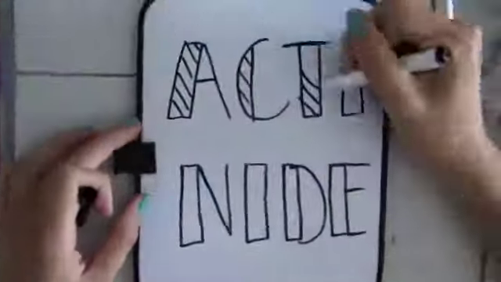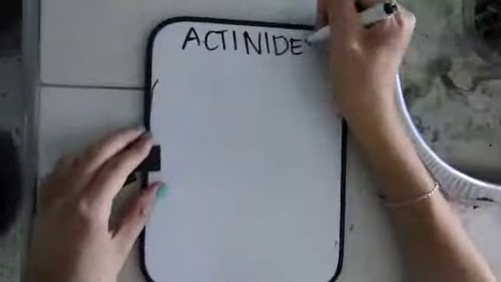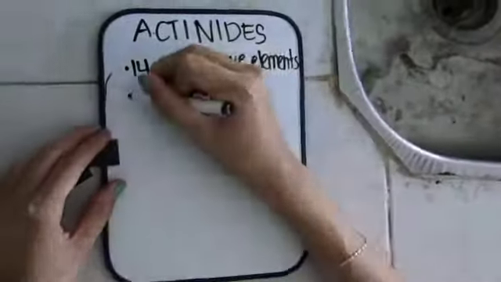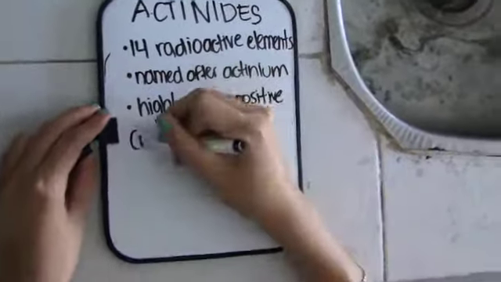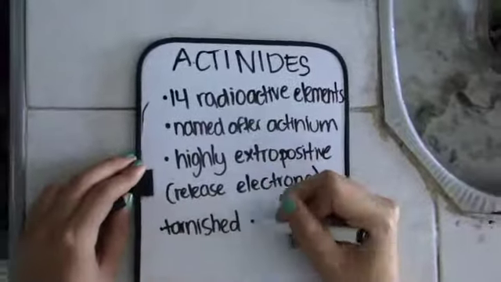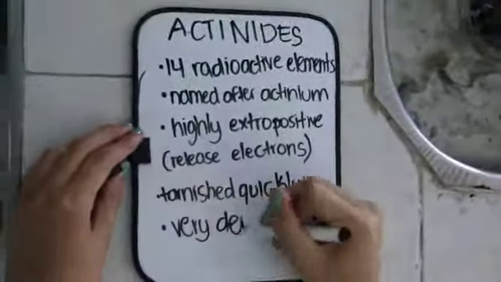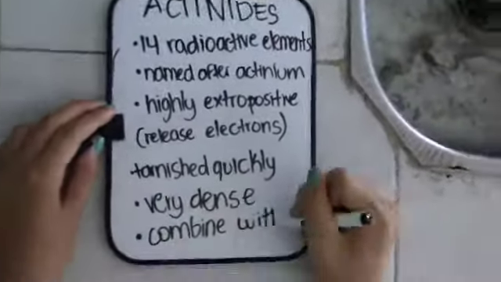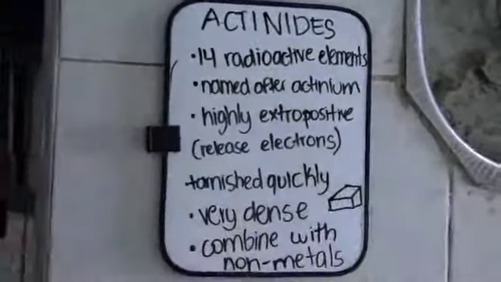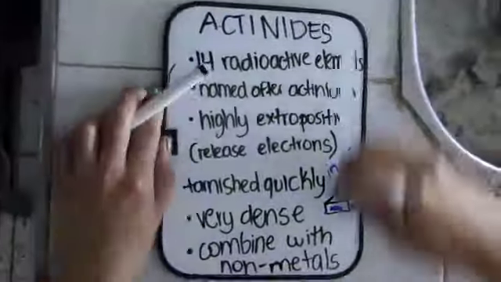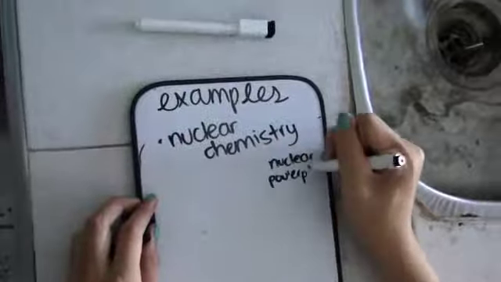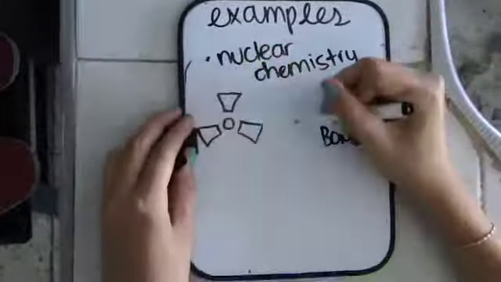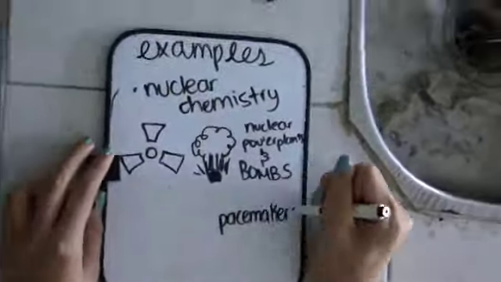Then we have actinides, the 14 radioactive elements named after the element actinium. They're all radioactive and highly electropositive, with a tendency to release electrons. They tarnish quickly in the air and are very dense. Actinides combine directly with most nonmetals. They dominate the study of nuclear chemistry, used to fuel nuclear power plants and as a component in nuclear weapons, like uranium in the bomb, and they also contribute to cancer therapy and pacemakers.